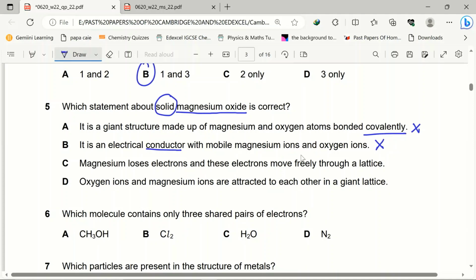Magnesium loses electrons, and these electrons move freely through a lattice. So in a solid ionic compound, they do not have any free electrons, and they do not move. So this is not correct. Oxygen ions and magnesium ions are attracted to each other in a giant lattice. That is an absolutely true statement.